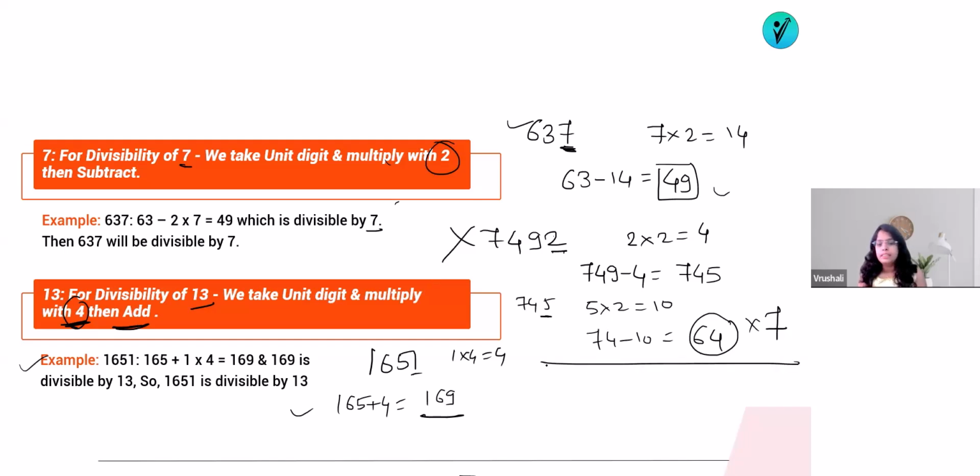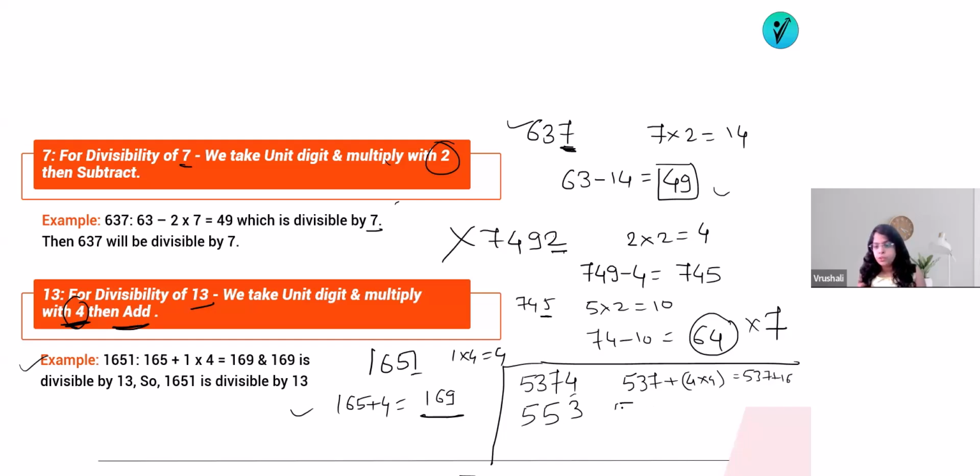If I take another example, let's take a random example, 5374. So what will you do here? First of all, 537 as it is plus the last digit into 4. That means 4 4s are 16. How much will it be? 537 plus 16. 7 plus 6 will be 13, carry will be 1. 3 plus 1, 4, plus 1, 5. And then 5. 553, right? 537 plus 16 will be 553.